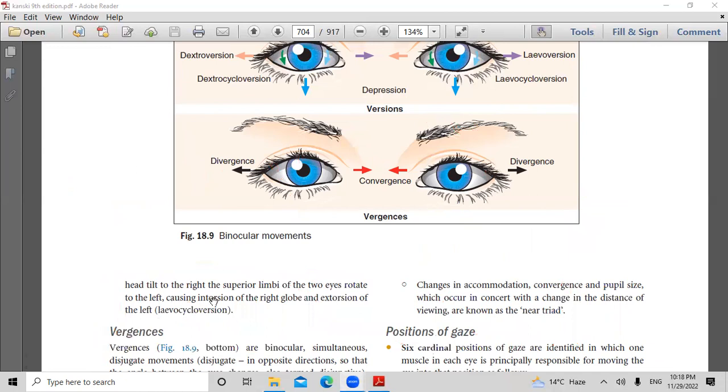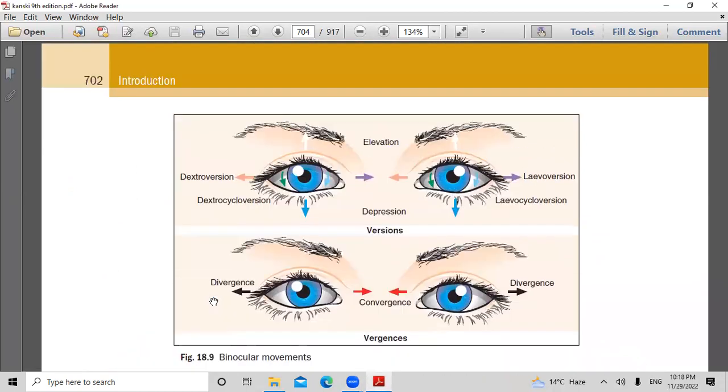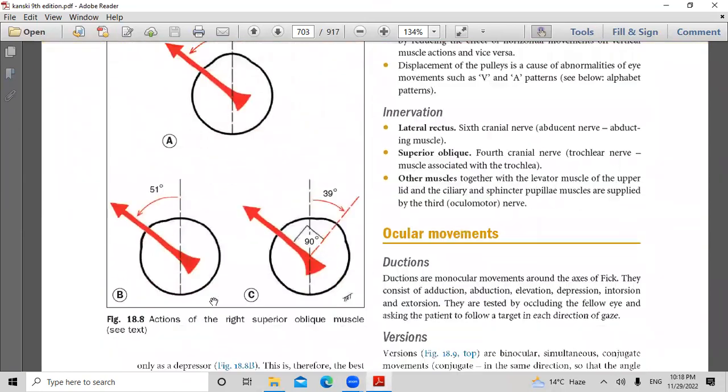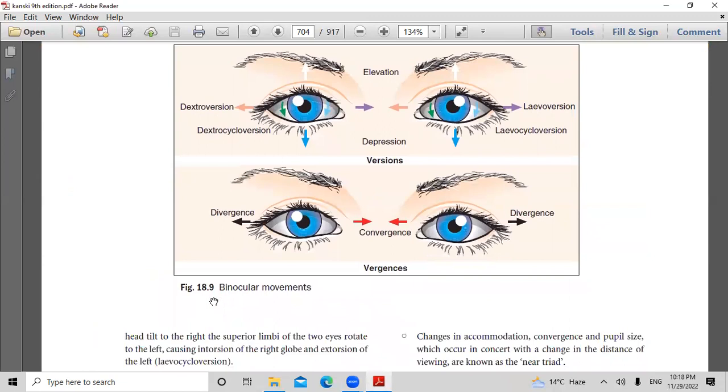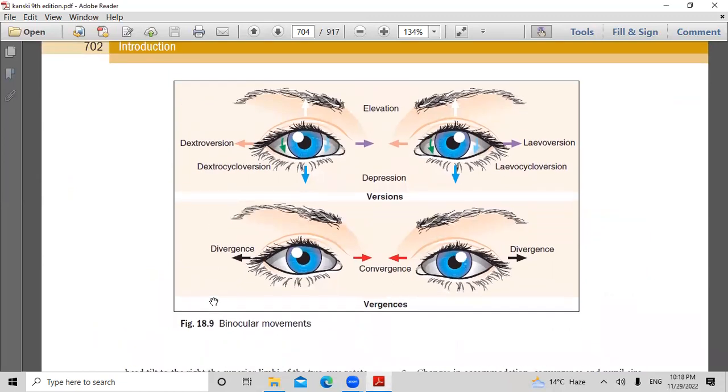So the head tilt, always when you make head tilt to the right, your right eye intorts, your left eye extorts, and the opposite is true when you make the left head tilt. So here, let us just look at the picture. This is the versions. Again, the versions are binocular. So both eyes are conjugate, simultaneous, binocular, in the same direction. So here, when we have looking to dextroversion, look at the same arrow, the left eye will also go to the dextroversion, look to the right.